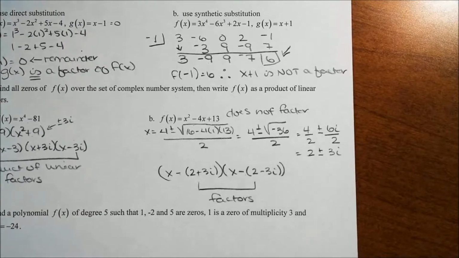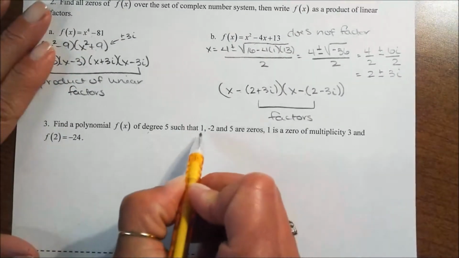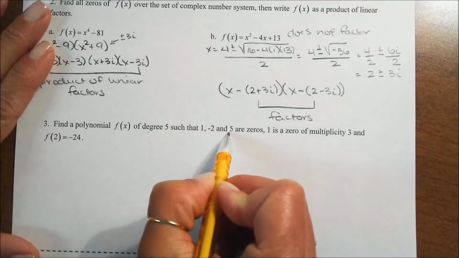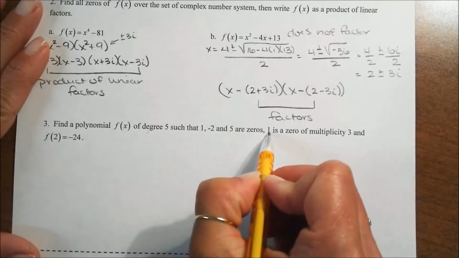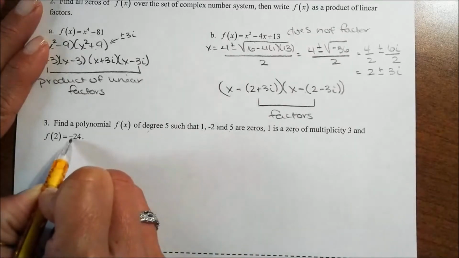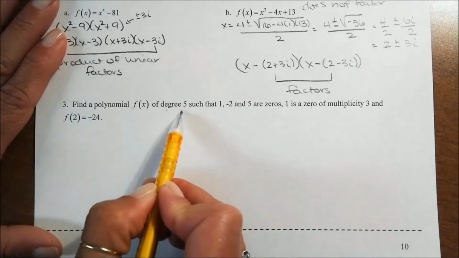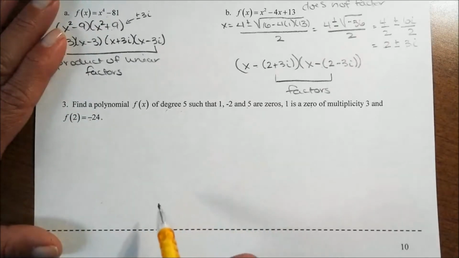In the last problem, we are asked to find a polynomial of degree 5 such that 1, negative 2, and 5 are zeros. 1 is a 0 of multiplicity 3, and f of 2 is equal to negative 24. So we have a lot of information here. First of all, it's a 5th degree polynomial, and they give us 3 zeros.